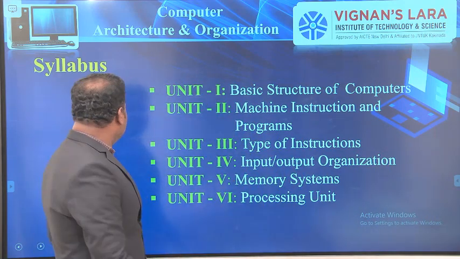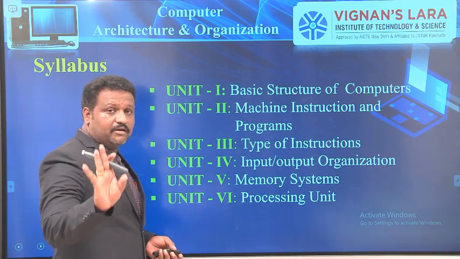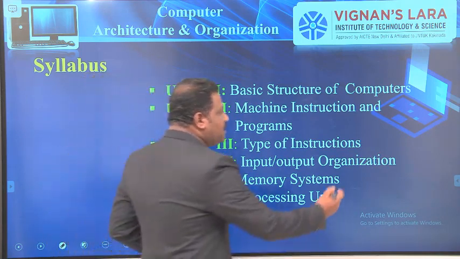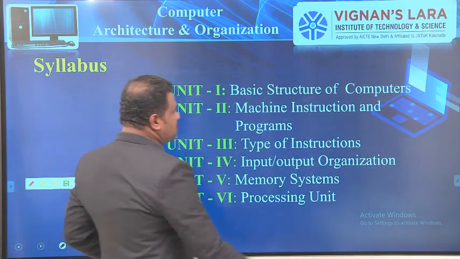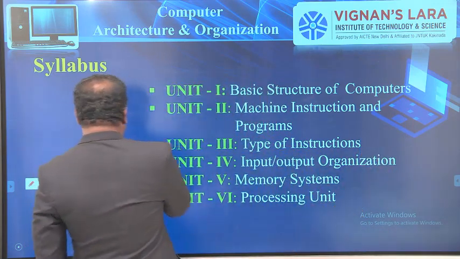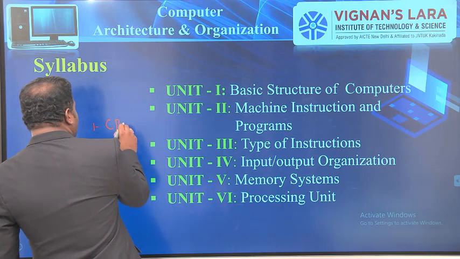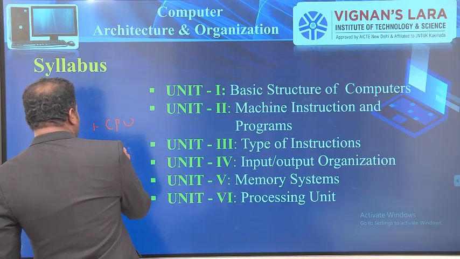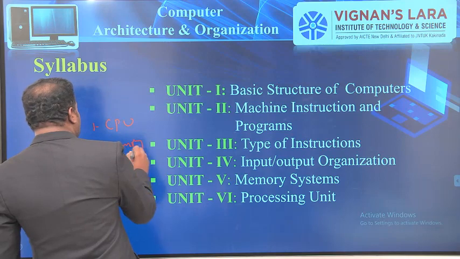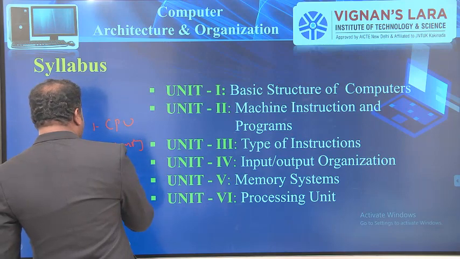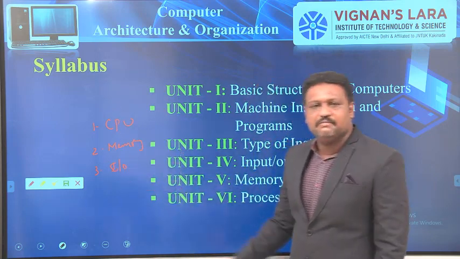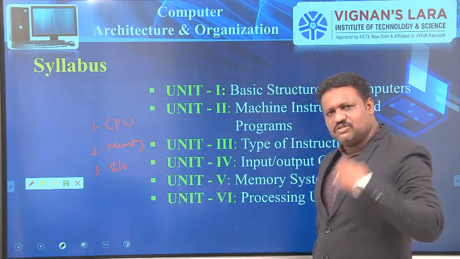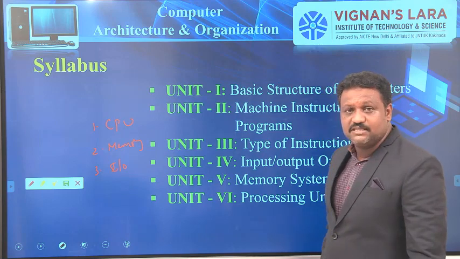We know that our computer system consists of different major blocks. Number 1 is CPU, number 2 is memory, number 3 is I/O. We know this. A system has these 3 blocks. Coming to our syllabus, it is easy to understand, friends.